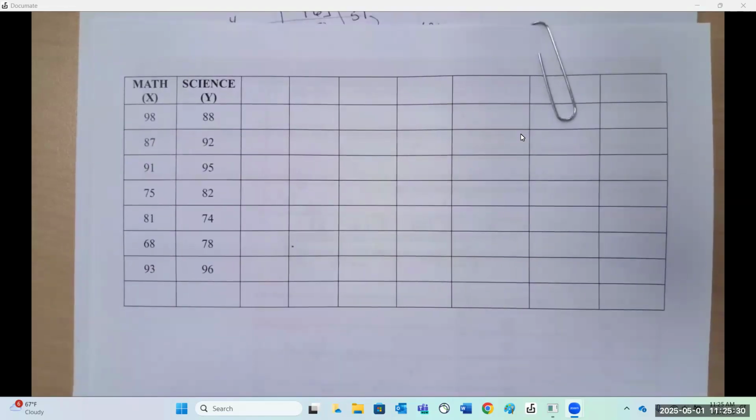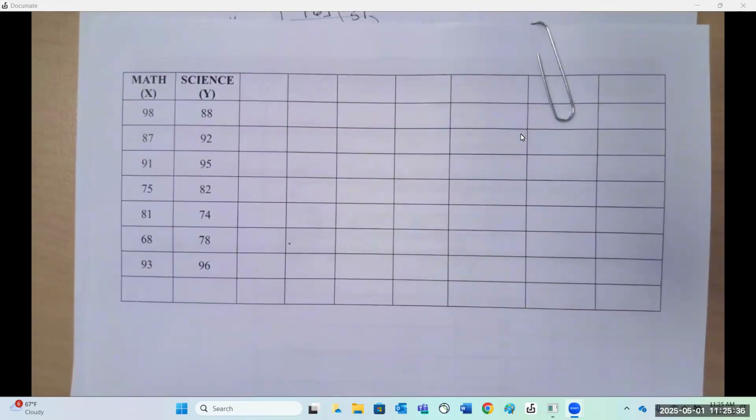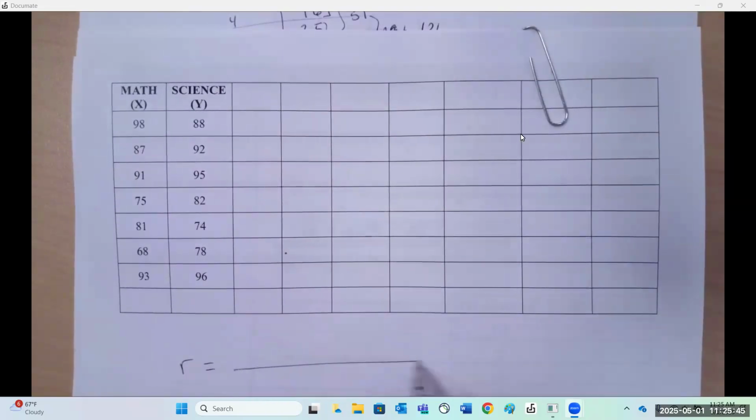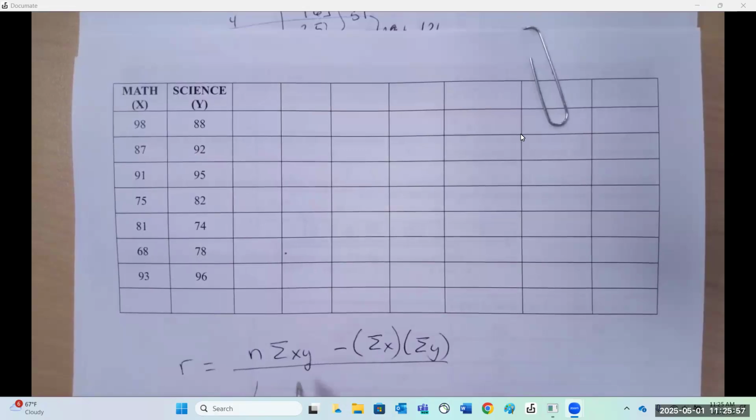Let's find the R value of this data. So remember the formula for R was n times summation of xy minus summation of x, summation of y, over the radical of n summation of x squared minus the summation of x, squared, times n summation of y squared minus the summation of y, squared.